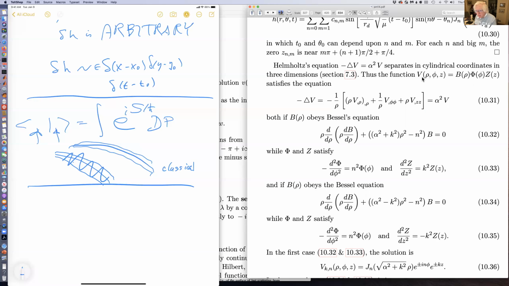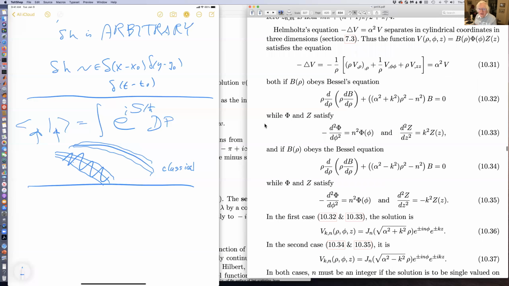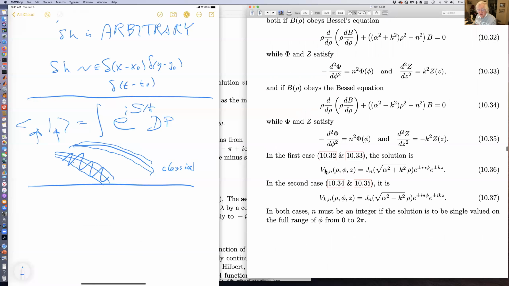separates in cylindrical coordinates. So we write V as B of rho, phi of phi, and Z of z, B for Bessel here, and take this and stick it in here, and then it turns out that if B obeys Bessel's equation and phi and Z satisfy these equations, or if B obeys this equation and phi and Z obey this equation, then in the first case we have this, and in the second case we have that. In both cases, n has to be an integer if the whole range of phi from 0 to 2 pi is physical.